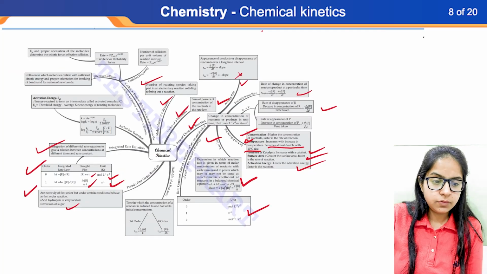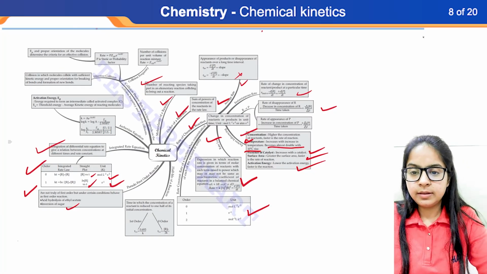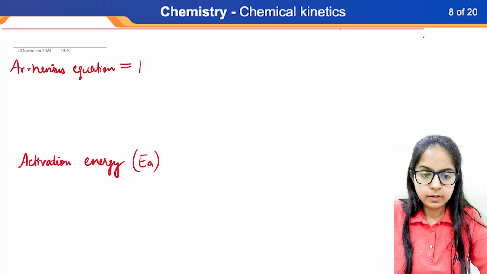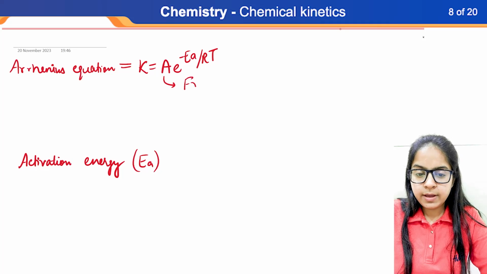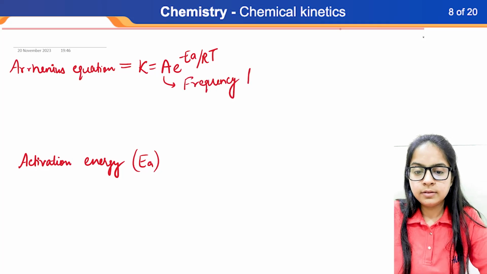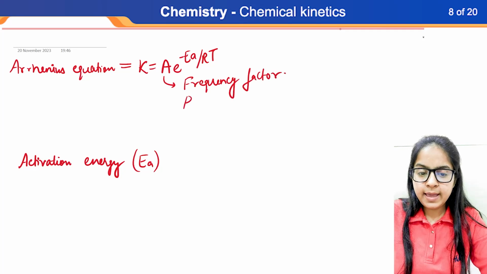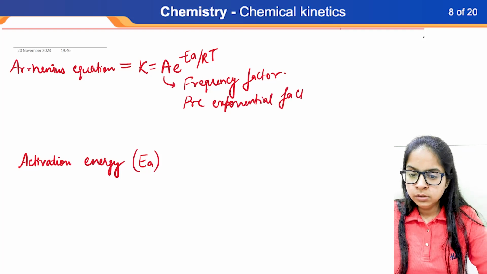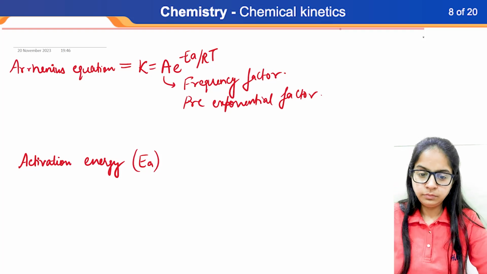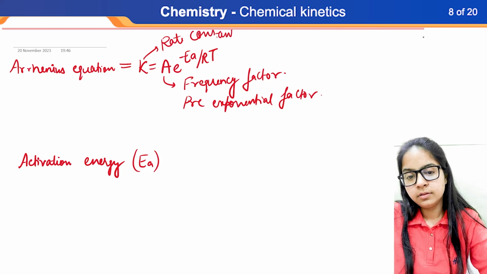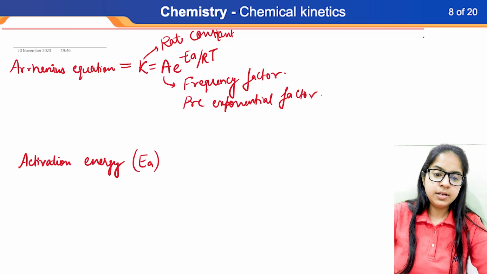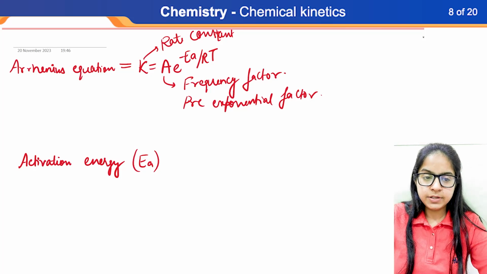Now, what is the Arrhenius equation? The Arrhenius equation is this one: K is equal to A e to the power minus EA by RT. A is the frequency factor, also called the pre-exponential factor. K is the rate constant, and EA is the activation energy.